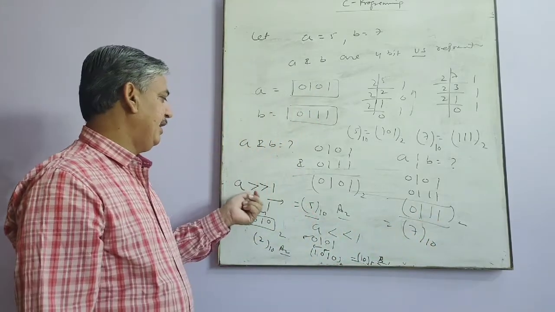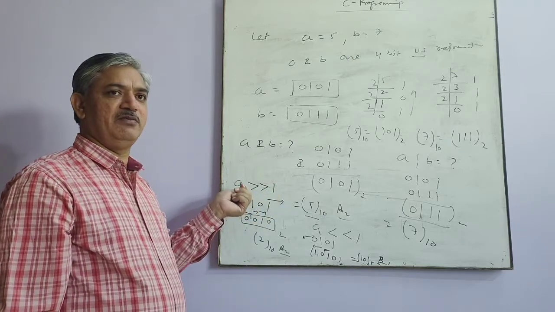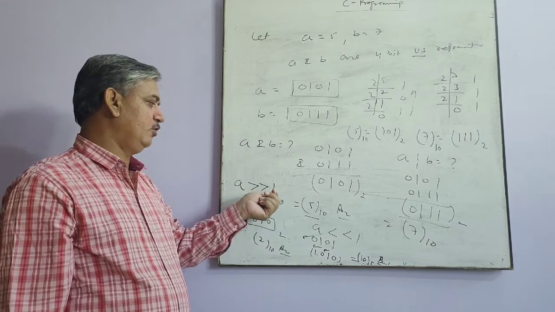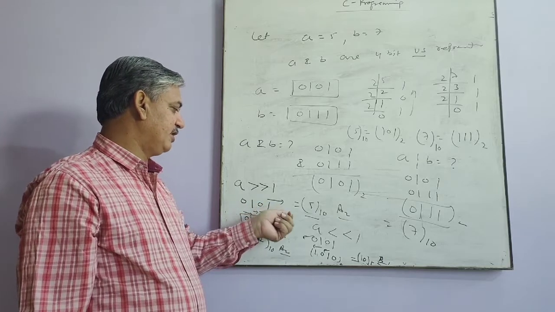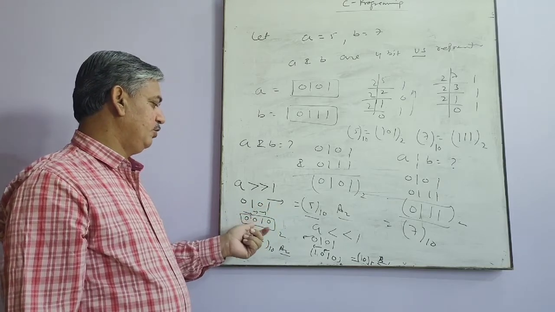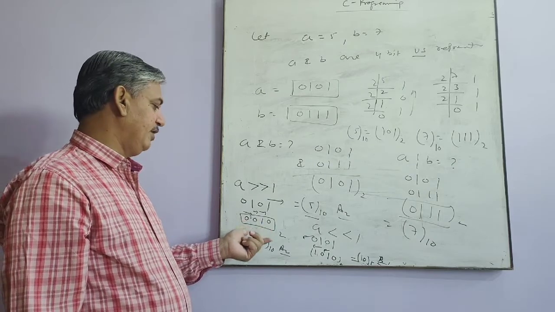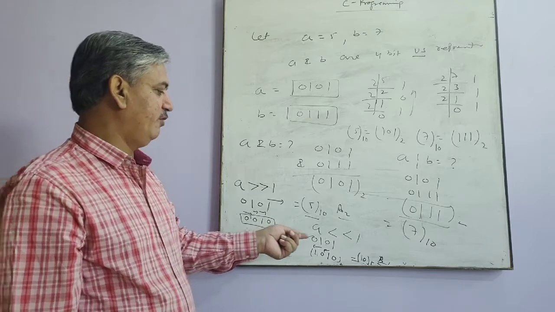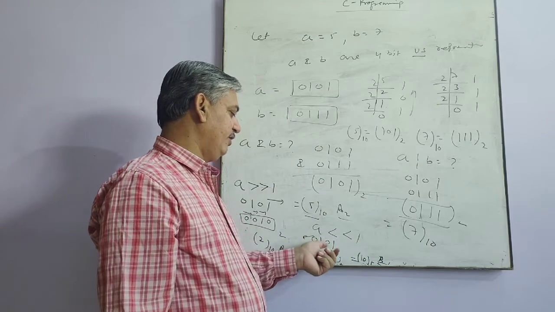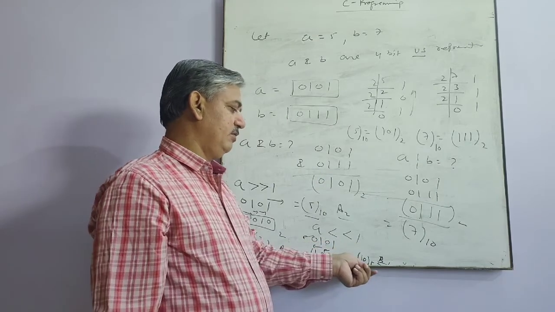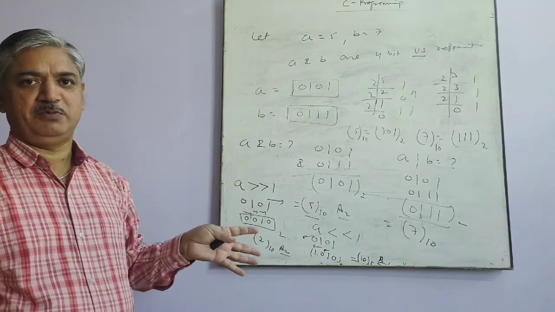Similarly, A right shift 1 means shift all bits of A by one position towards the right. A is 0 1 0 1. So 1 is discarded, then 0 1 0 0 is the result, and converting into decimal we get 2. Similarly for A left shift 1, the 0 is discarded, 1 0 1 0. This is 10. So in this way we can apply the bitwise operations.